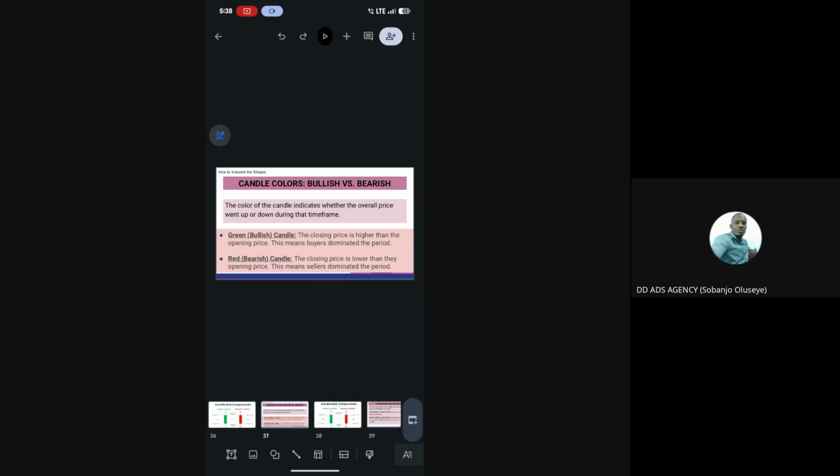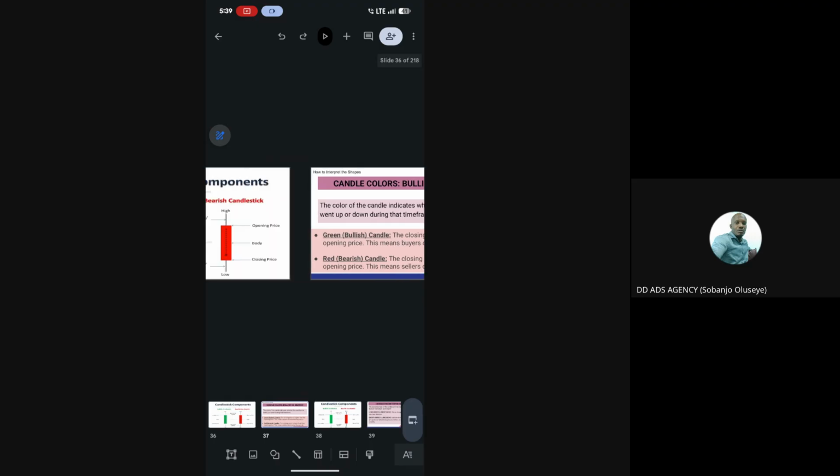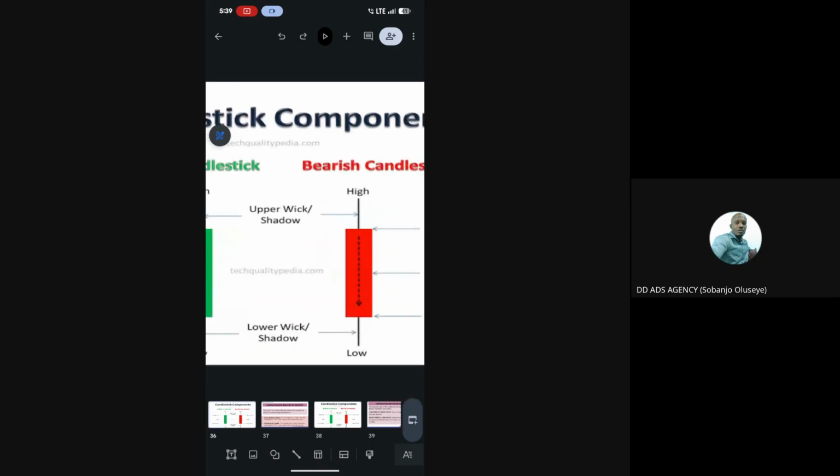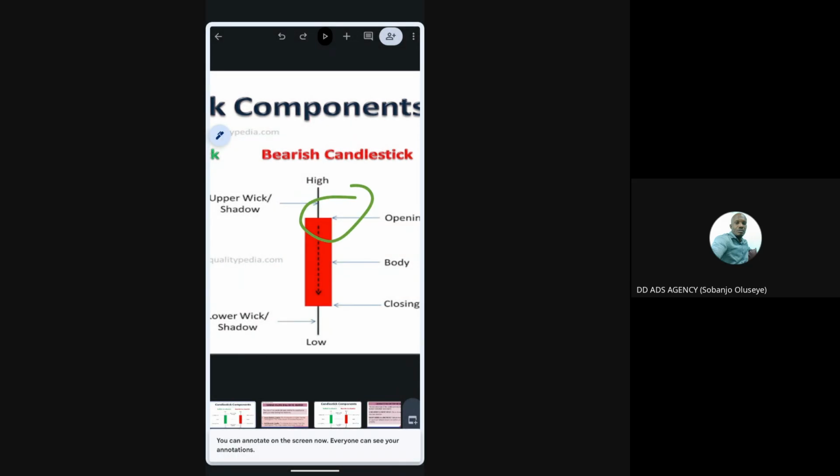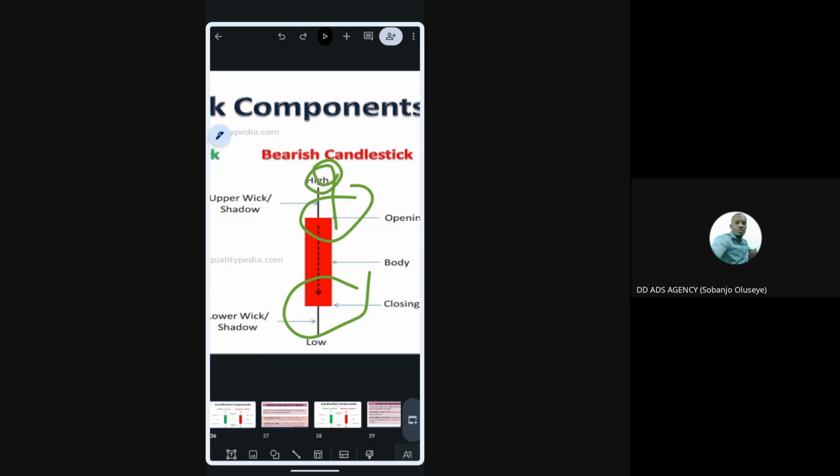For bearish, it says red bearish candle. The closing price is lower than the opening price. This means what? Sellers dominated the market. Let's check it out. In this particular period right here, you can see the price started above and it closed below. It simply means although buyers pushed the price to the high right here, sellers took over and dominated and pushed the price down. And even when buyers were going to push the price back, they couldn't push it so much up. They were only able to push it just a little bit up.